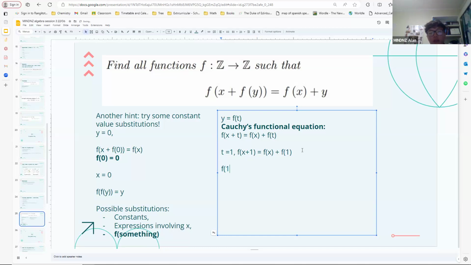So basically, we know that f of 1 equals f of 1, right? That's obvious. And then we have f of 2 equals 2 times f of 1, because it's just f of 1 plus f of 1. F of 3 equals 3 times f of 1. And dot, dot, dot, we have f of n for any positive integer equals n times f of 1. What about the negatives?